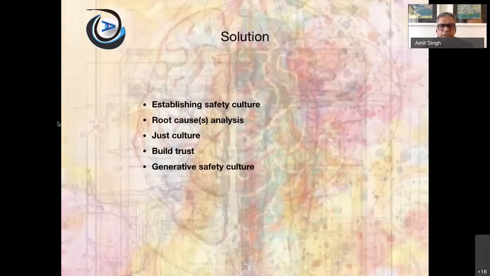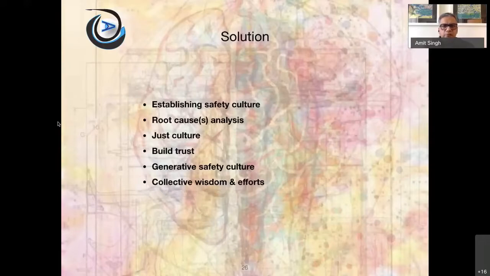You have to aim for a generative safety culture wherein everybody feels responsible for the safety and the management of safety and safety of others. It is not that the safety department is responsible for safety, everybody is responsible for safety. The collective wisdom and efforts are the key factors which will help.